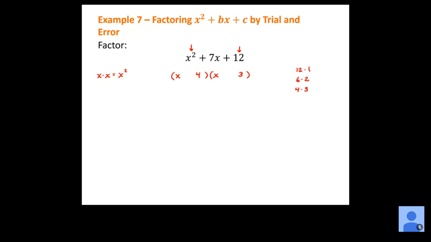Now, the last thing we have to figure out are the signs that are going to go in each set of parentheses. Well, I know I need to end up with a positive 12. So my only options there would be to multiply a positive value times a positive value, or we could multiply a negative value times a negative value. In either case, we'd get a positive 12. But because I want a positive 7x, that tells me that I need both of these values to be positive so that when I add them together, it gives me positive 7x. So that means that this needs to be a plus and this needs to be a plus.